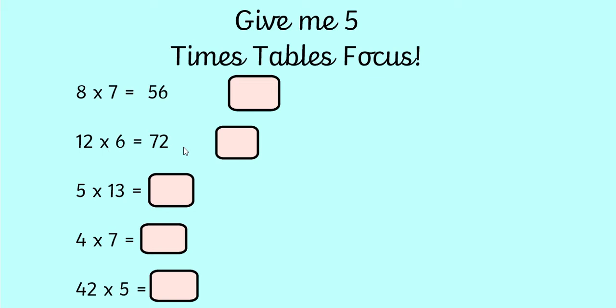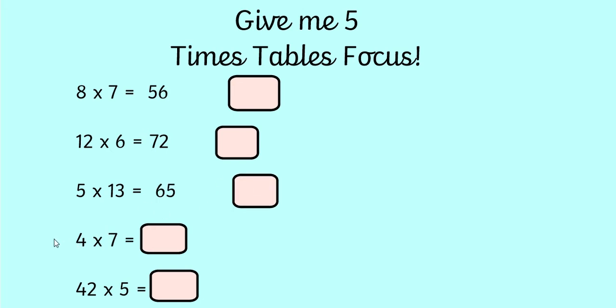Okay, 5 times 13. You may know this one. What I'm going to do is I know that 5 times 12 is 60 because that's in my 5 times table. But I'm looking for 13 times 5, so I just need to add on another 5. So that's going to be 65.